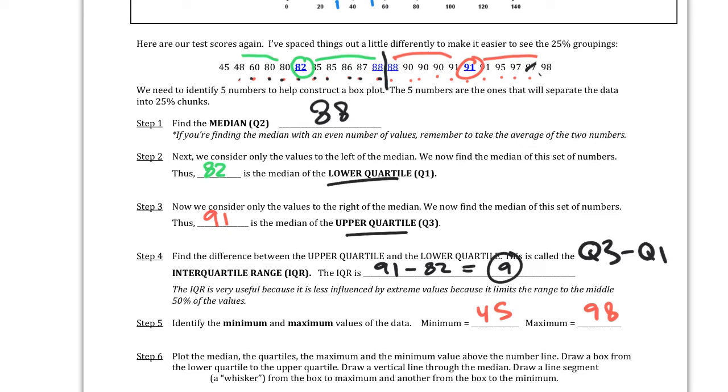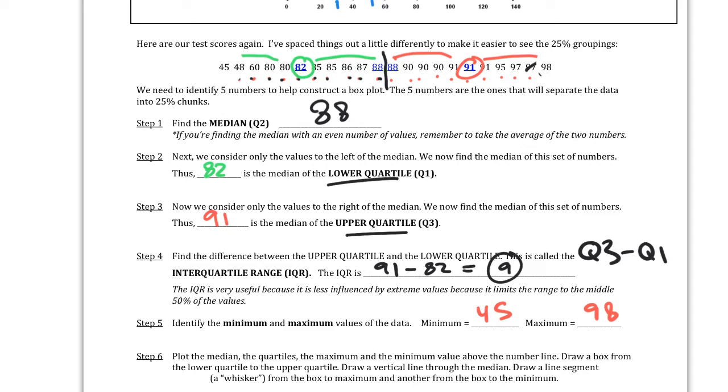What it tells us is that the middle 50% of our data falls between those two numbers. So kind of the more typical values are between 91 and 82. And so they have a range of 9 there.